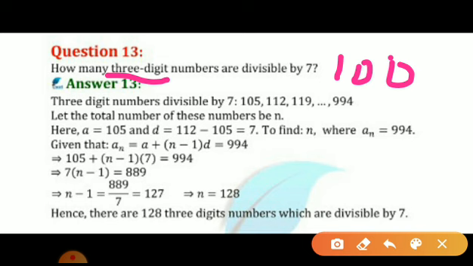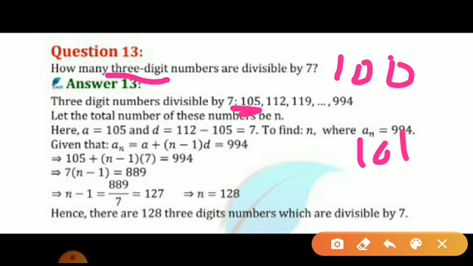101. Check whether 101 is divisible by 7. You will not get. Again 102, it is not. 103, not. 104, no, it is not divisible by 7. So next 105. 105 is divisible by 7. 15 into 7 is 105. So my first term I have got as 105.